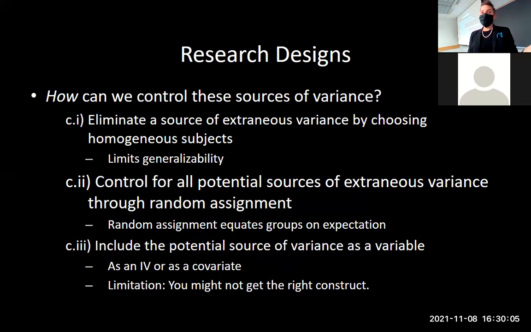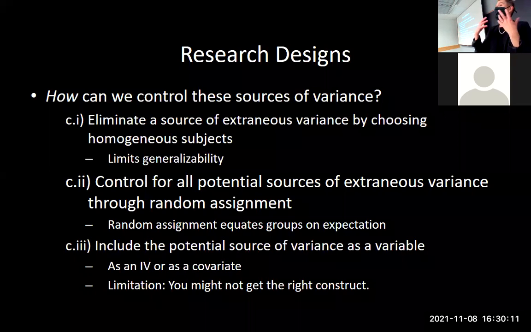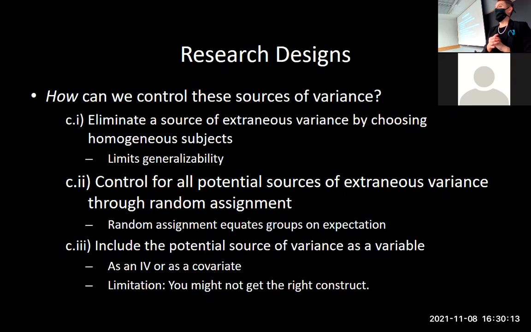How can we control for sources of variance? Well, we can eliminate them by choosing very homogeneous subjects. Everyone is very similar to one another, say everyone taking intro stats. Those are all very similar people. That's nice because you have more homogeneity, which means more consistent effects, but you're limited in your generalizability. If you use only students from an intro statistics course at a college or university, your results really only generalize to people at a college and university level.